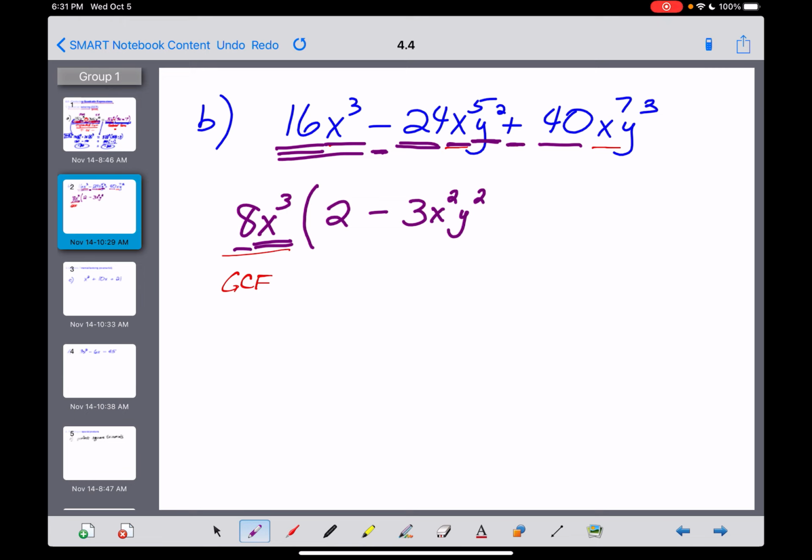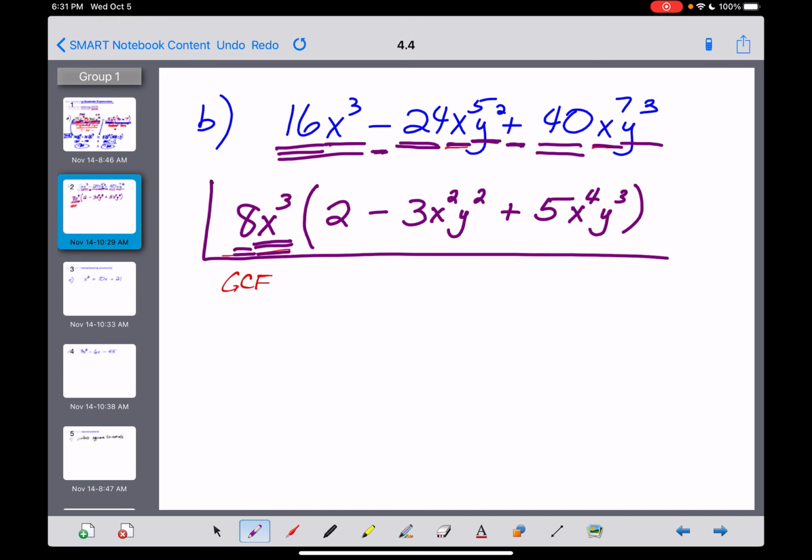And then a plus sign here between the second and the third terms, and here we go. 40 divided by 8 is a 5. There were 7 x's. We pulled out 3 of them. That leaves us 4, so 5x to the 4th. There were 3 y's, and again, we didn't pull any of them out, so y cubed is what's left over. And that, everybody, is our factored expression. And that's the answer to example 1b.